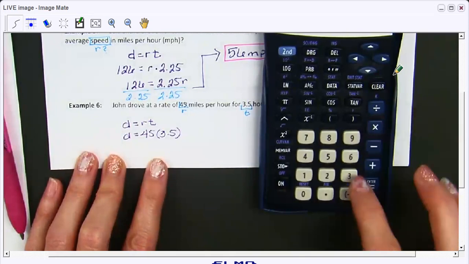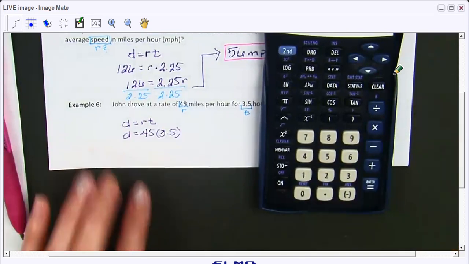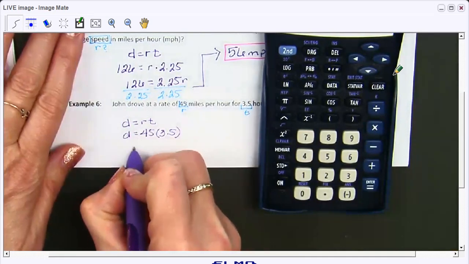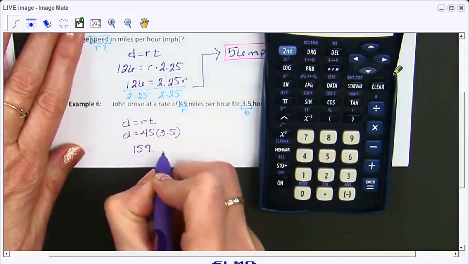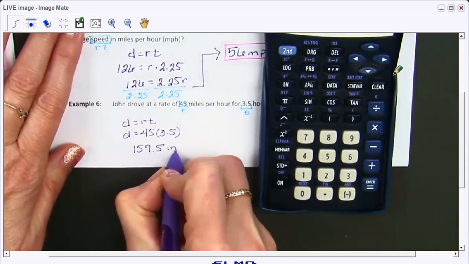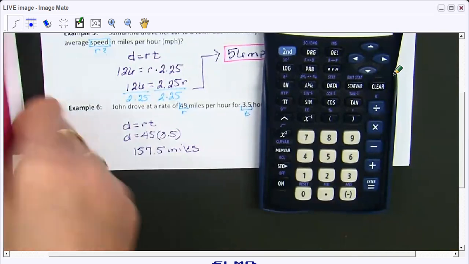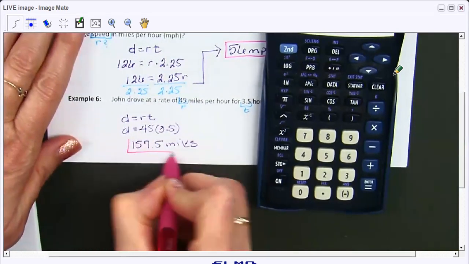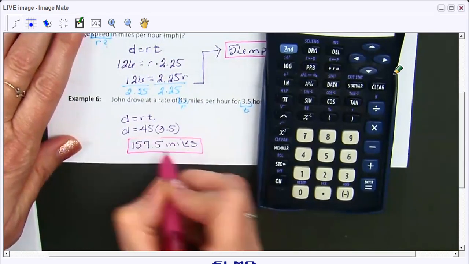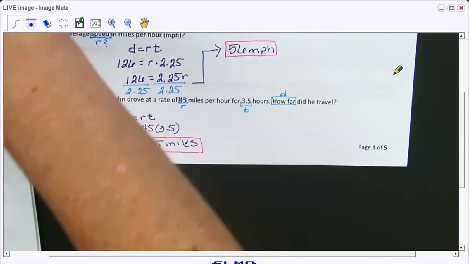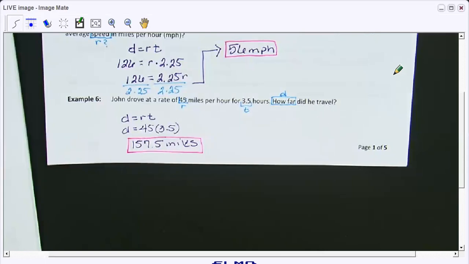Okay, so now I'm going to multiply this out. And he went 157.5 miles. That was the distance. And miles are usually in decimal form. So that is using the distance formula.